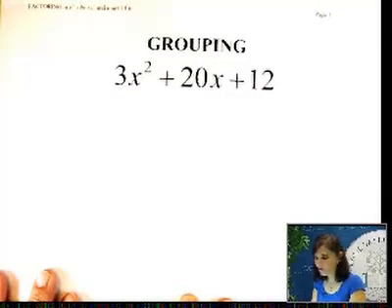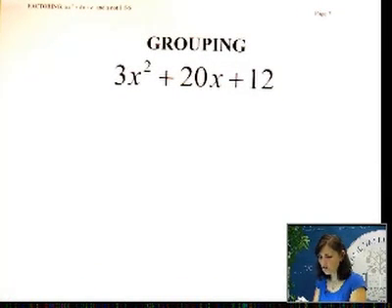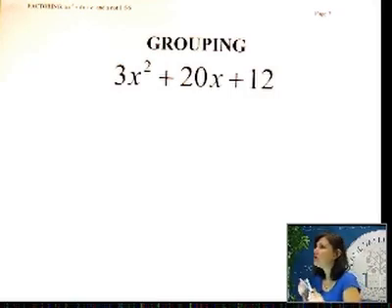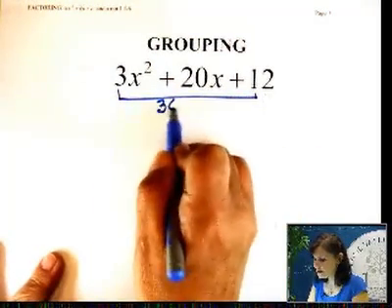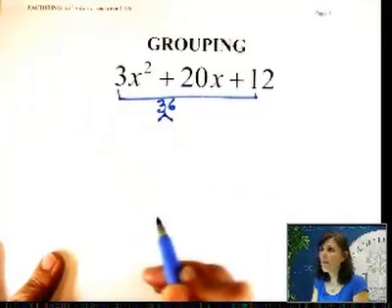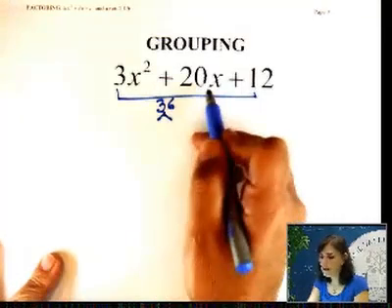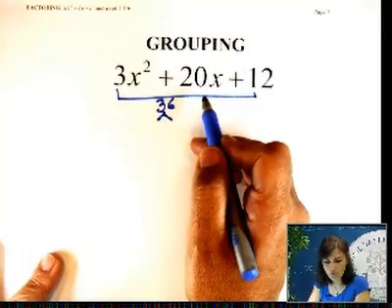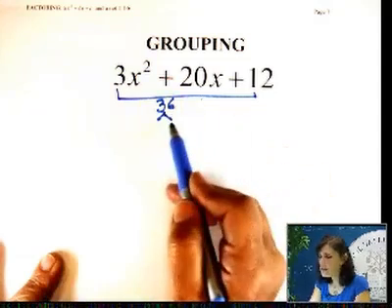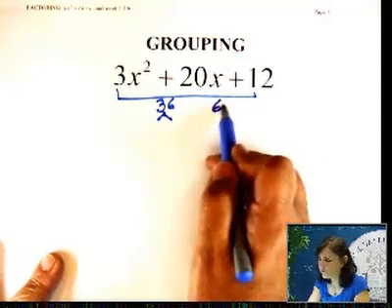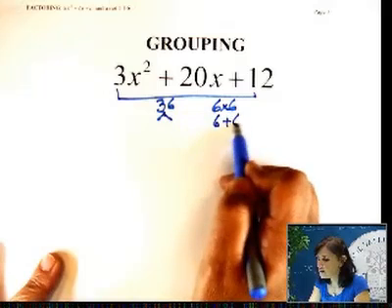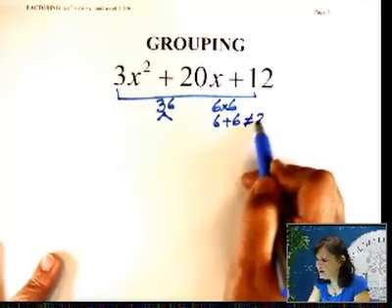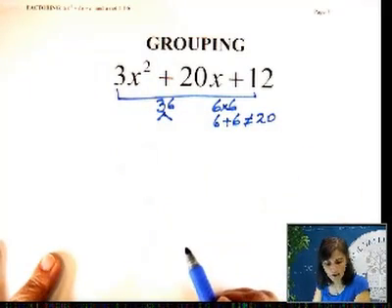How about 3x squared plus 20x plus 12? Let's do that. We start with the same way. 3 and 12. Multiply them out. 36. I'm looking for two numbers that multiply into 36, and then when you add, you get 20. Let's try a couple things. 6 and 6. That's 36, but 6 plus 6 is not 20. That's not the one. Which is the one then?